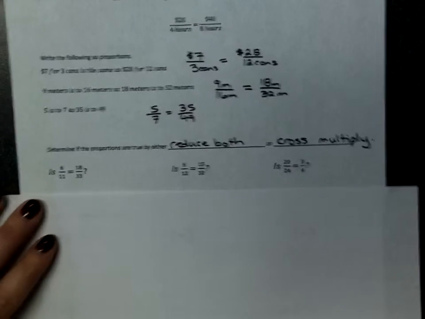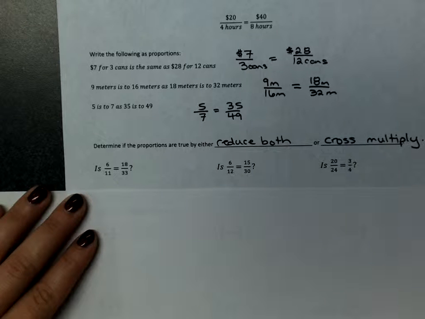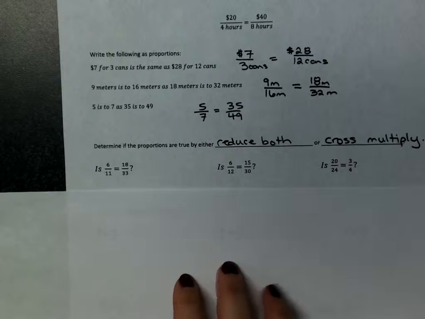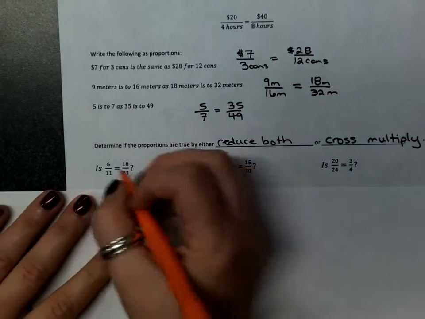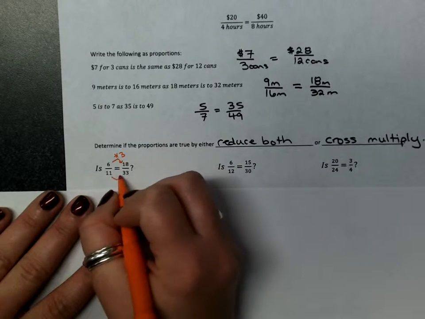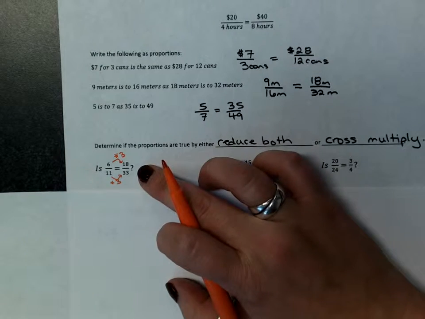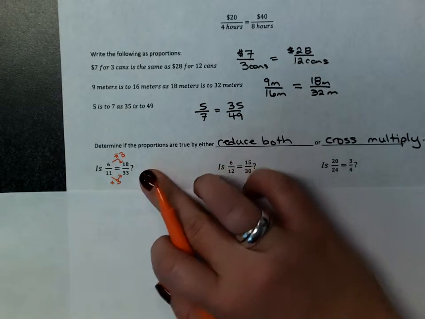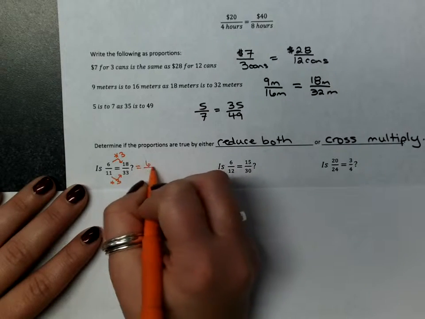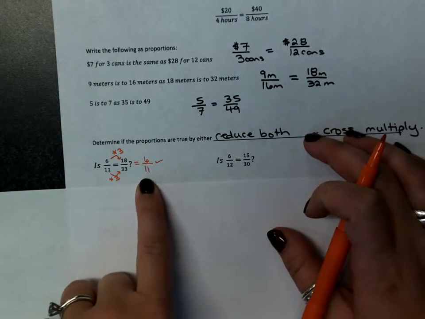So if we want to see is 6 over 11 equal to 18 over 33, there are several ways to do this. Some students will very quickly notice that 6 times 3 is 18, and 11 times 3 is 33. So they'll very quickly notice that these are equivalent ratios. You can also reduce 18 over 33 and make it 6 over 11 to see that those are equivalent ratios.